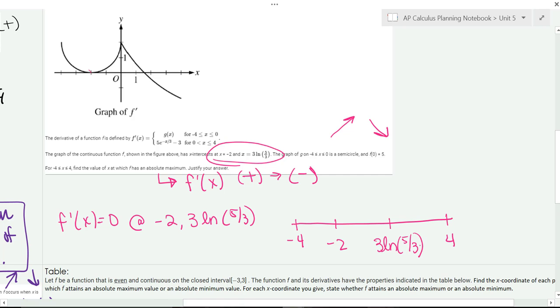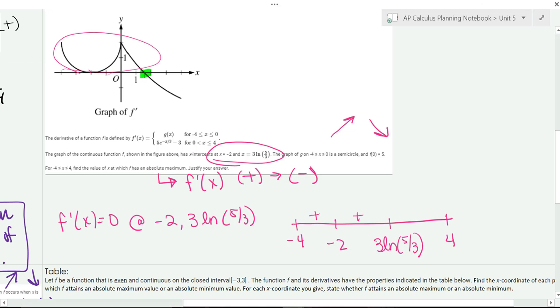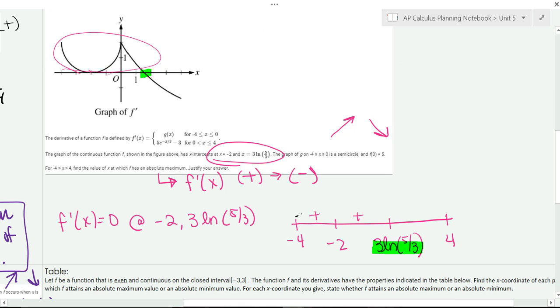What's going on here? Let's check this out. We have all positive slopes. So since it's positive and positive, all the way to that 3 natural log of 5/3, let's get this guy highlighted. My function is increasing because the derivative is positive.